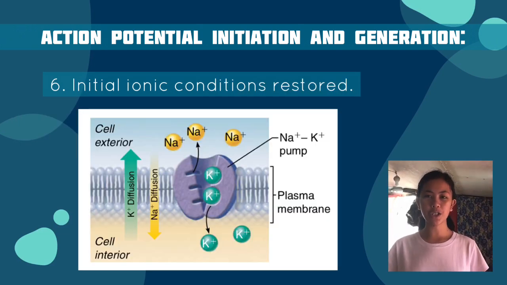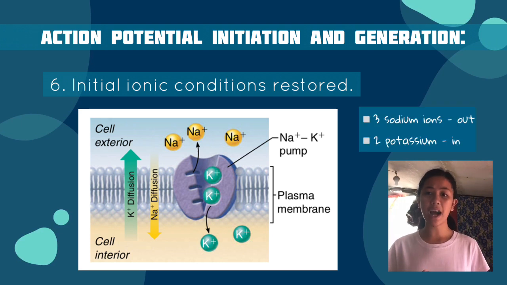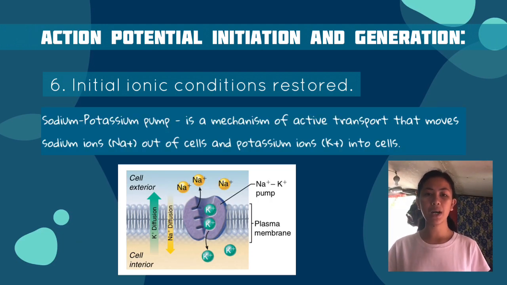Initial ionic conditions restored. The ionic conditions of the resting state are restored later by the activity of the sodium-potassium pump. Three sodium ions are ejected for every 2 potassium ions carried back into the cell. The sodium-potassium pump is a mechanism of active transport that moves sodium ions, Na+, out of cells and potassium ions, K+, into cells.